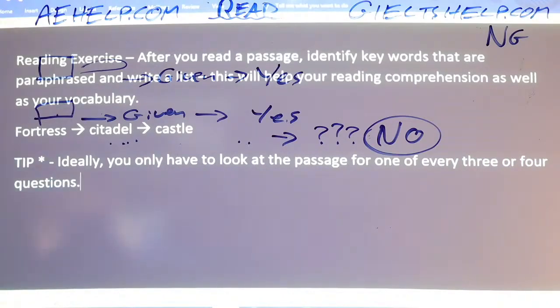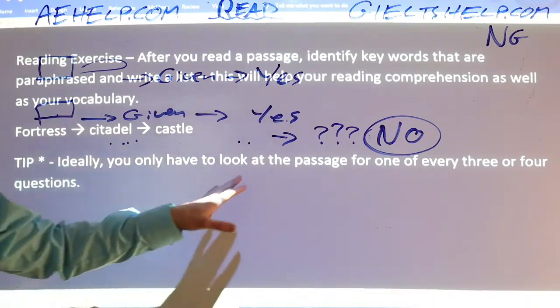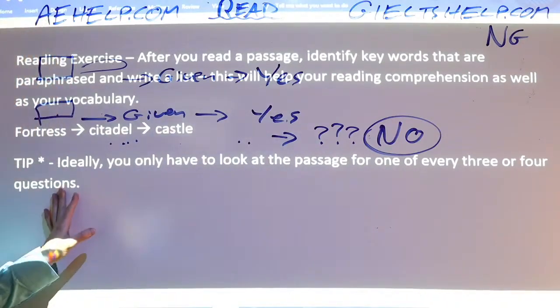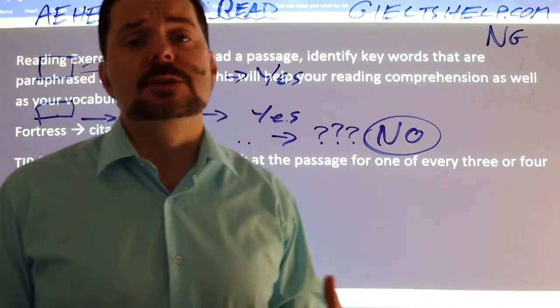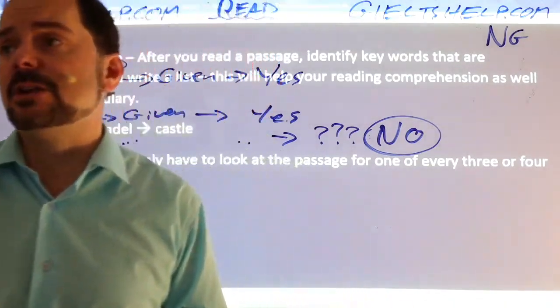Okay, so ideally you only have to look at the passage for one of every 3 or 4 questions. You should be certain about the other ones. You shouldn't be searching for every question. You're going to run out of time.